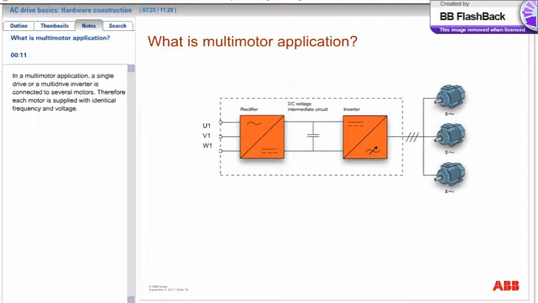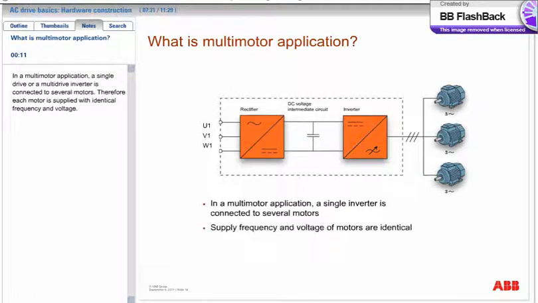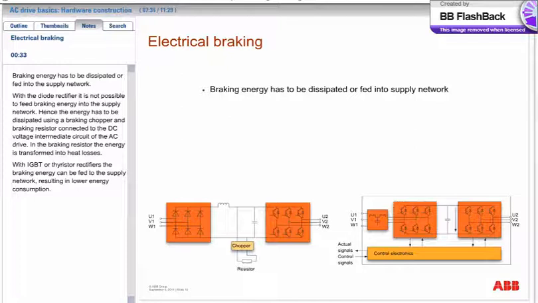In a multi-motor application, a single drive or a multi-drive inverter is connected to several motors. Therefore, each motor is supplied with identical frequency and voltage. Braking energy has to be dissipated or fed into the supply network.